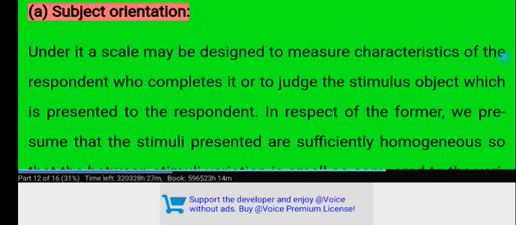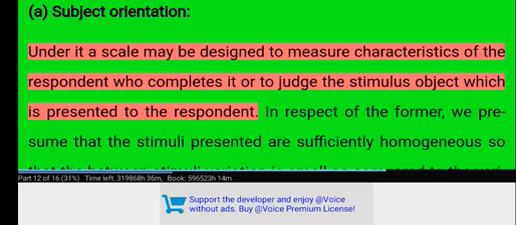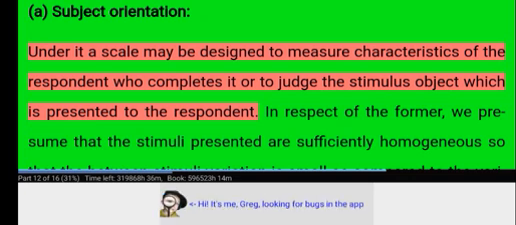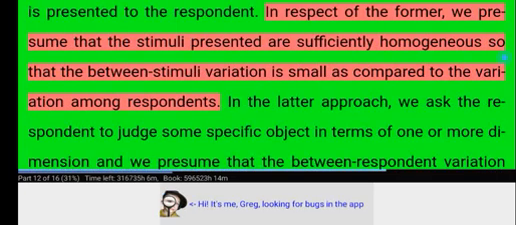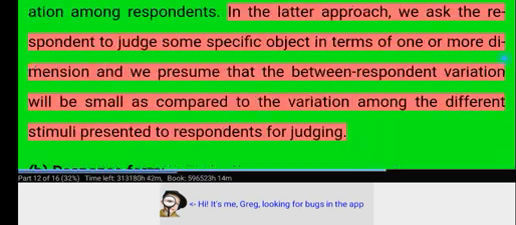A. Subject orientation. Under it, a scale may be designed to measure characteristics of the respondent who completes it or to judge the stimulus object which is presented to the respondent. In respect of the former, we presume that the stimuli presented are sufficiently homogeneous so that the between-stimuli variation is small as compared to the variation among respondents. In the latter approach, we ask the respondent to judge some specific object in terms of one or more dimensions, and we presume that the between-respondent variation will be small as compared to the variation among the different stimuli presented to respondents for judging.